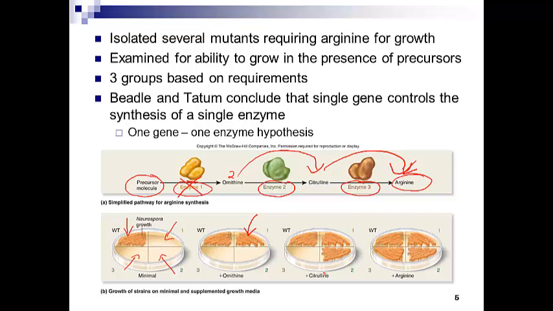So now, next plate, they added citrulline to the plate. They noted that mutant number 2 was now able to grow. What that means for mutant number 2 is that it has a defect in this enzyme, and when you feed it the third intermediate, then it's able to take it to its logical conclusion, arginine. The third group here can only grow when you supply the arginine itself, so its mutation is in the third enzyme. So what they concluded is that a single gene controls the synthesis of a single enzyme, which resulted in the formation of the one gene, one enzyme hypothesis.